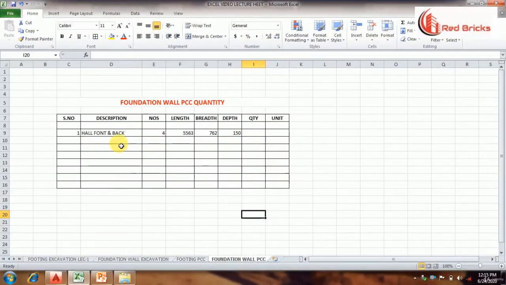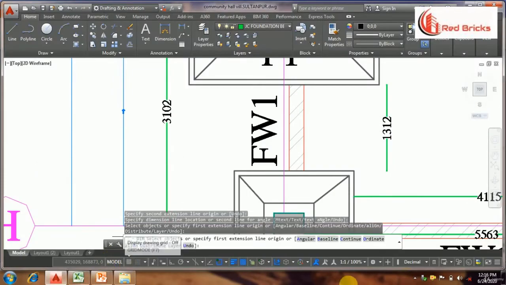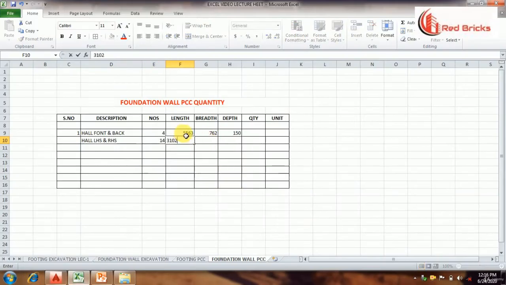We have 7 lengths of the same size in the LHS, which makes it 14 lengths of LHS and RHS combined. We will enter the value of all LHS and RHS as 14 here. Its length is 3102. Its breadth and depth will be the same.